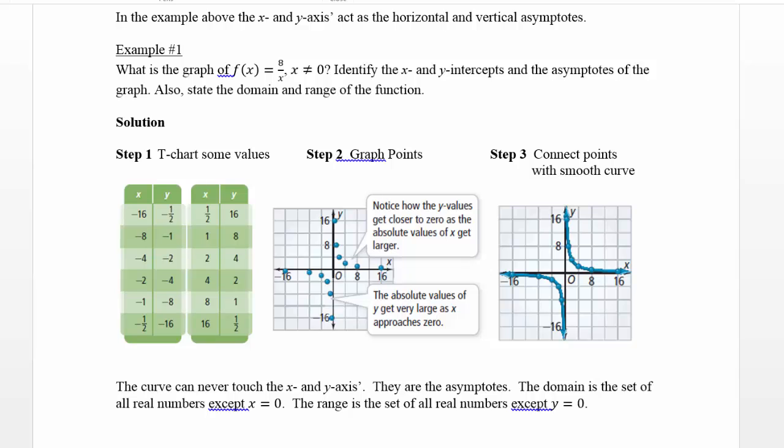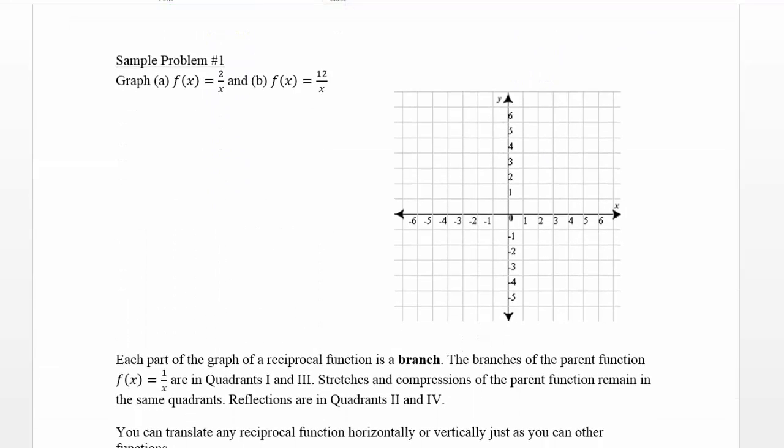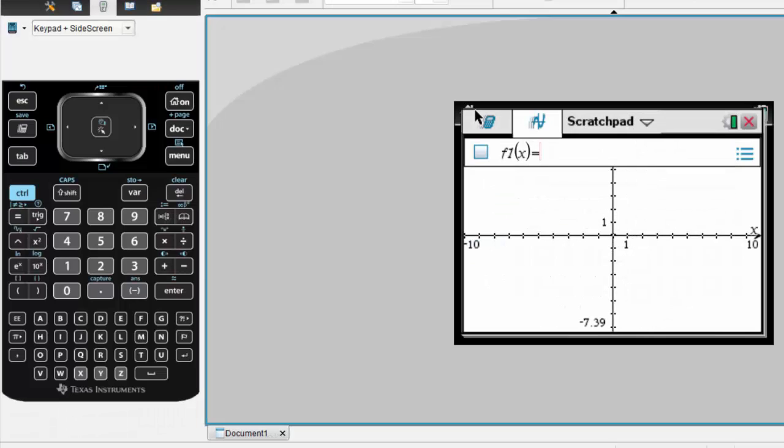So if you look at this next problem, go ahead and do this next problem. You can do a t-chart for both of them and try to do a smooth curve. I'm going to just go ahead and do this on the calculator so that you can at least get a visual of what they should look like in comparison to each other.